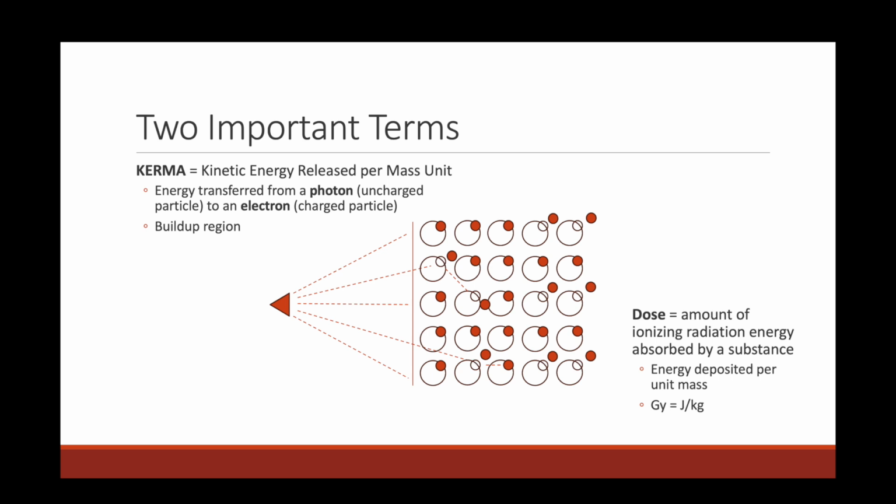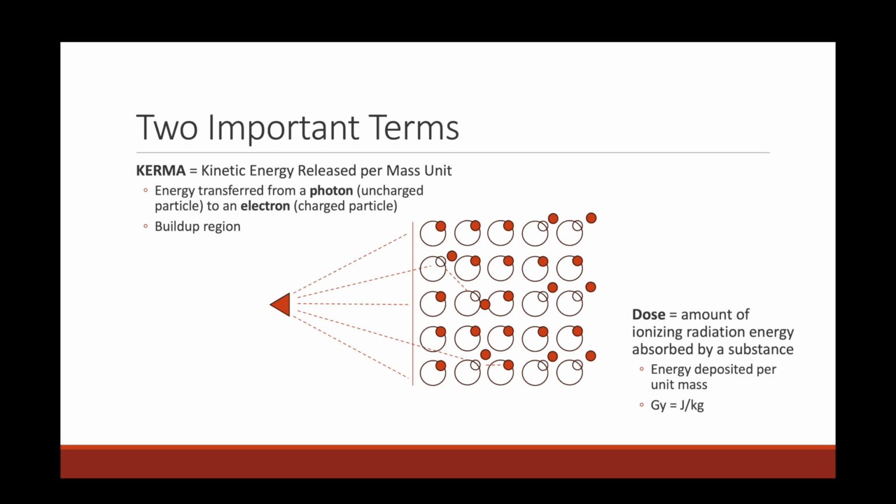So that is what the Kerma refers to. The other term that we need to define is dose, which is what the body experiences, right? That is the amount of ionizing radiation energy that's actually absorbed by a substance. And that refers to the energy deposited per unit mass. So in radiation, we measure the dose that we prescribe in a unit known as gray. And 1 gray is a joule per kilogram. So it's the energy deposited per unit mass.